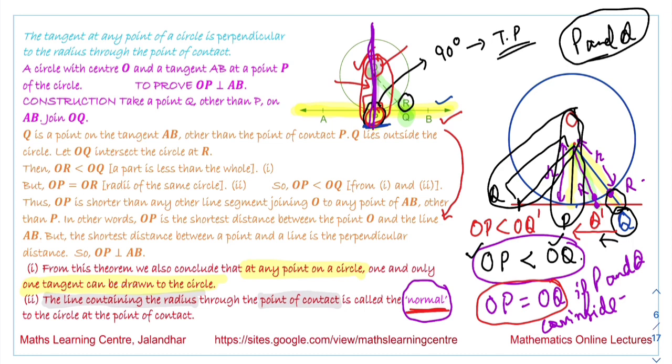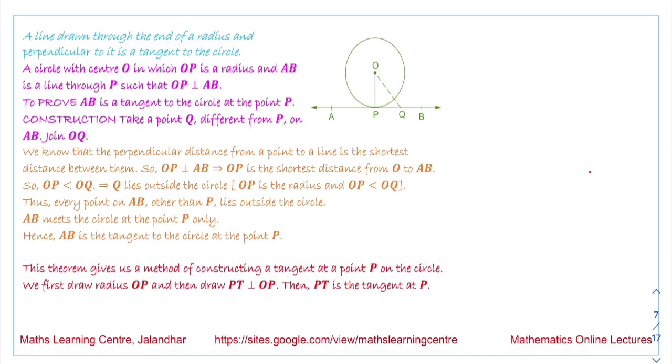Now the next result we have is that a line drawn through the end of a radius and perpendicular to it is a tangent to the circle. We are saying a circle is given to us. Suppose O is the center of this circle, and this is the radius R that we have drawn. We have drawn a line which is passing through the end point of this radius.